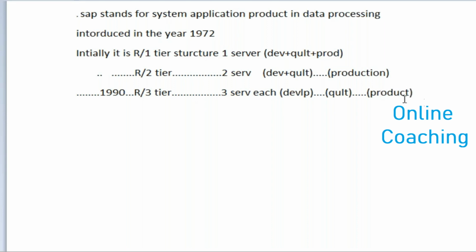The production server is mostly used by the client. Client means the end user. Mention it here: client, mostly you can say end user. The quality and development servers are mostly used by the consultants.